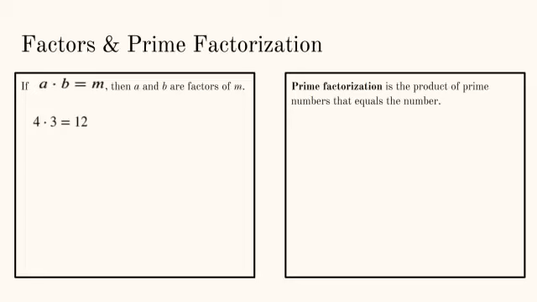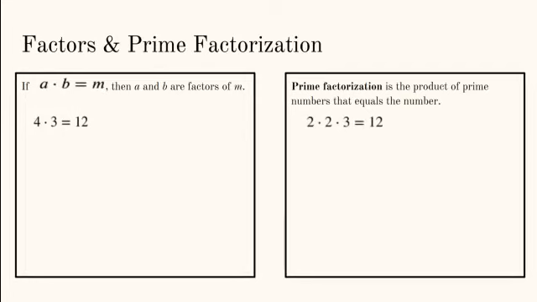Now, if I wanted to do the prime factorization of that, 4 times 3 is not the prime factorization. To do prime factorization, I need the product of prime numbers that equals the number. So I would have to break that 4 down so that it was in terms of prime numbers. So it's 2 times 2 times 3. That's the prime factorization of 12.